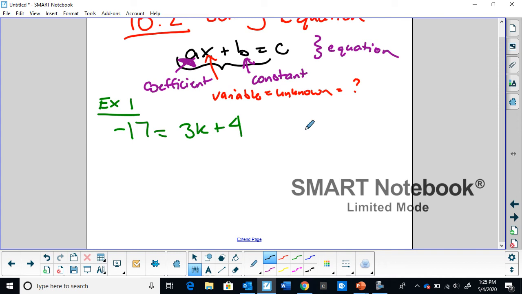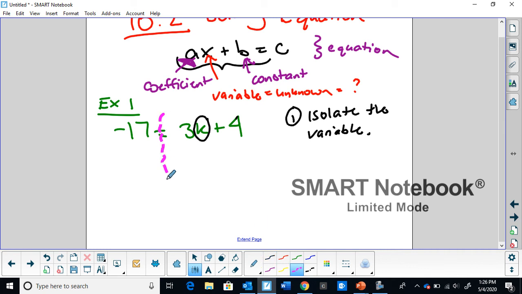But if we want to get to the steps, the first thing I want to do, and my whole job when I'm solving equations, is to isolate the variable. I need to get this variable, this unknown, by itself on this side. Because if I look at this equal sign, it's like two fields. I need to move everything else to the other side so we just have the k by itself. Otherwise, I won't be able to figure out what k is. So that's my first job.